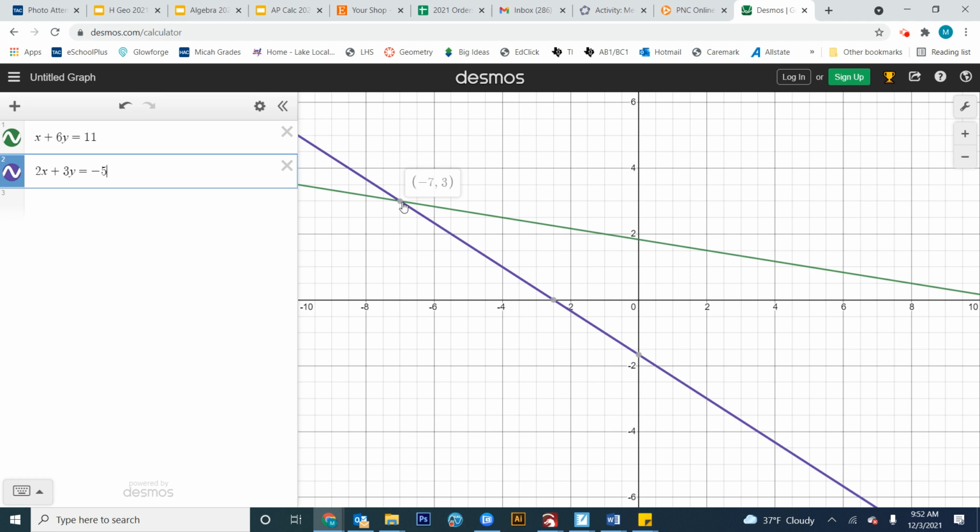Hey guys, isn't that cool knowing that with Desmos you can graph these without solving them for y? That's kind of nice because what if it asks you, hypothetically, on the state test, what's the x-intercept of this purple line? The purple one's the bottom one, right?